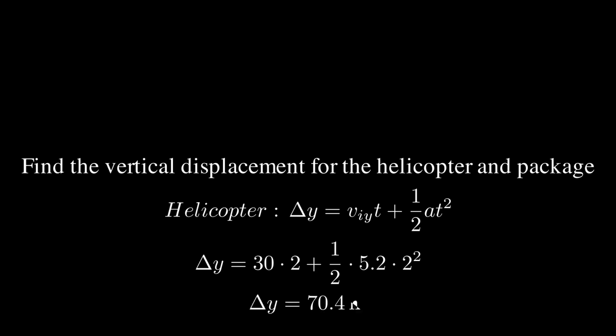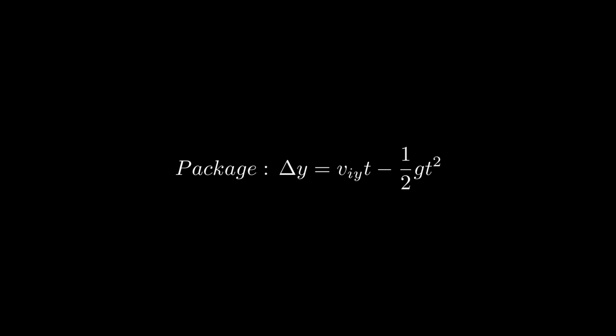So we can add this up to get that the vertical displacement of the helicopter is 70.4 meters. Now let's work with the package. We use the same formula again. Now the only difference is that the initial velocity for the package is 30 meters per second upwards, but the gravitational acceleration g is opposing it. So we're going to be using minus 1/2 gt squared.